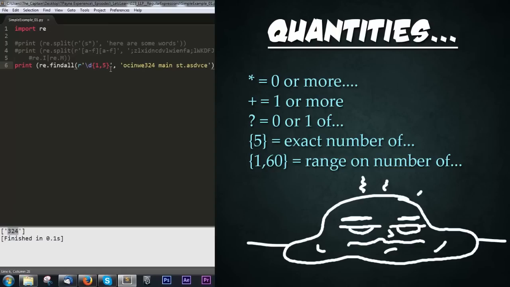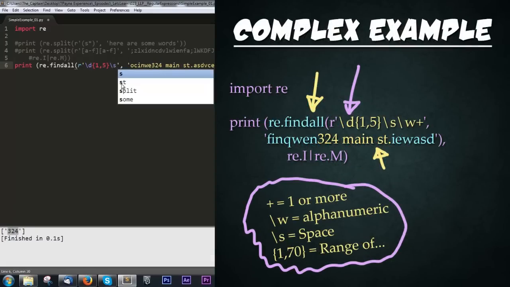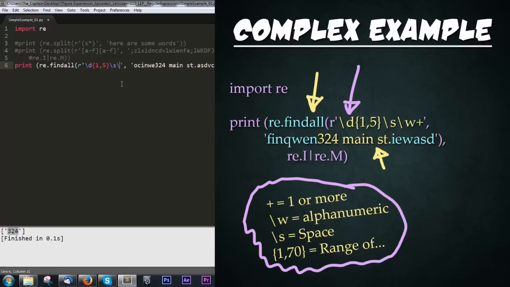Okay? So after that, we're going to break up because we know that an address is going to have a space in between the numbers and then the street name. So we're going to type in \s to signify a space character. Another special character for regular expressions that you type is \w. And this signifies it could be numbers, it could be letters. Those are the only two that it'll take.